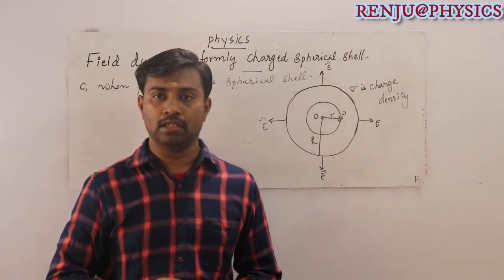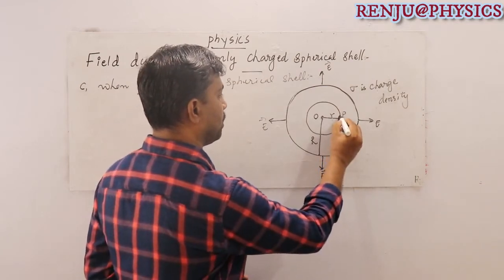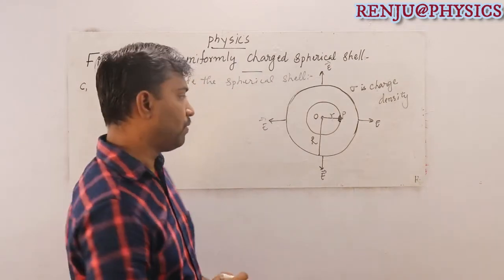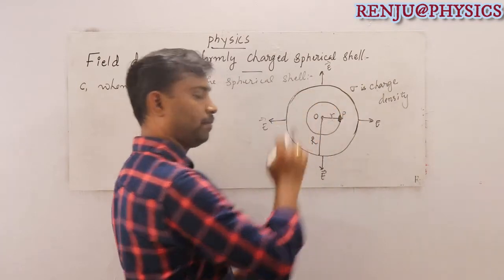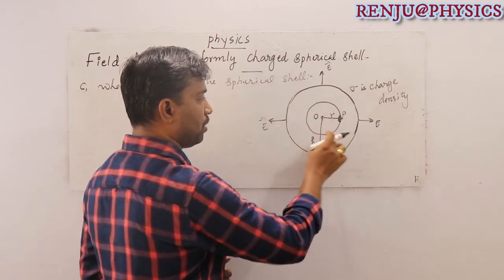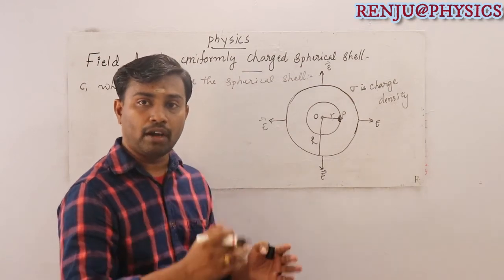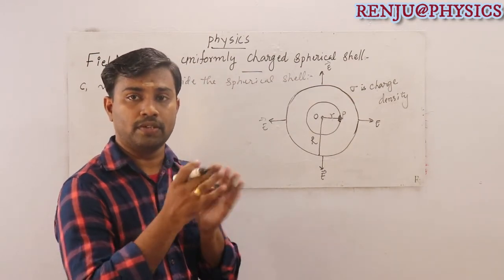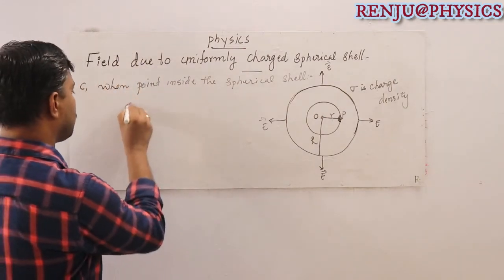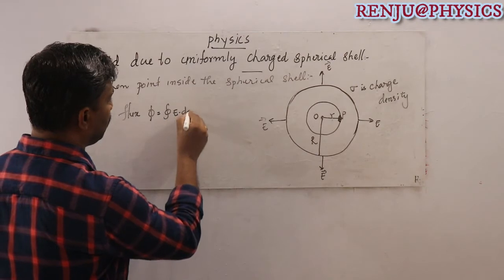Okay, so we consider a point inside the spherical shell. So we consider a point P inside the spherical shell at a distance r from the center of the sphere. So we have to find out the total electric field at a point P by applying Gauss's law. Okay, so we draw an imaginary sphere having radius r enclosing the point P. So we have to find out the flux through the Gaussian surface. First we have to find out the flux through the Gaussian surface, which is given by phi is equal to integral E dot ds.